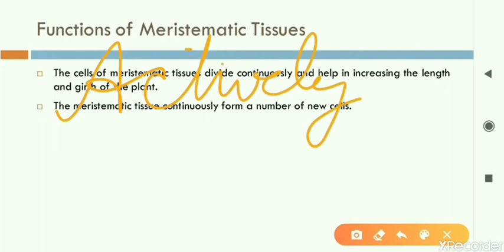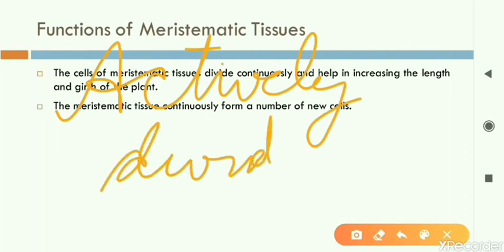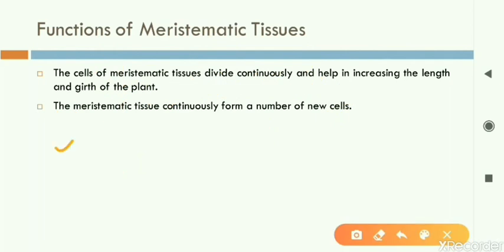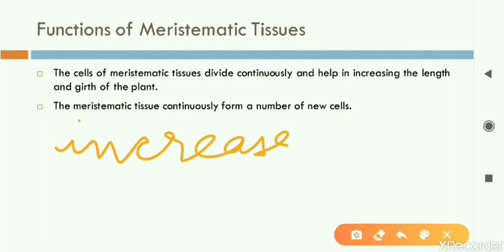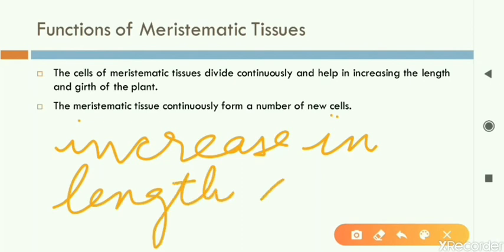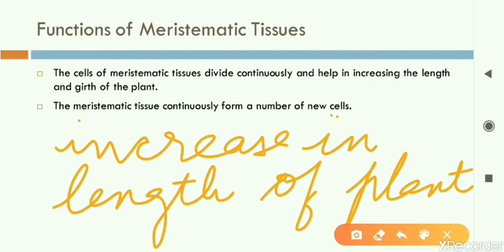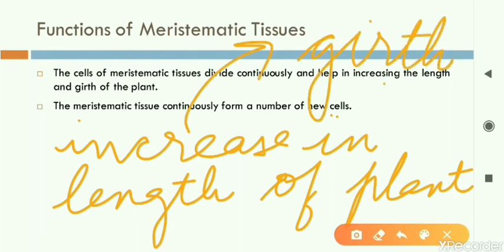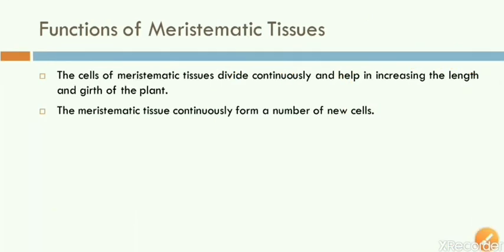Because these cells are actively dividing, what will happen? Because of the cell division, there will be an increase in the length of the plant organs. That is, the stem will increase in length, and the plant root will increase in length. So the increase in the length of the plant will take place ultimately. Also, there will be an increase in the girth. Girth means the width of the plant will become wider on the stem part.